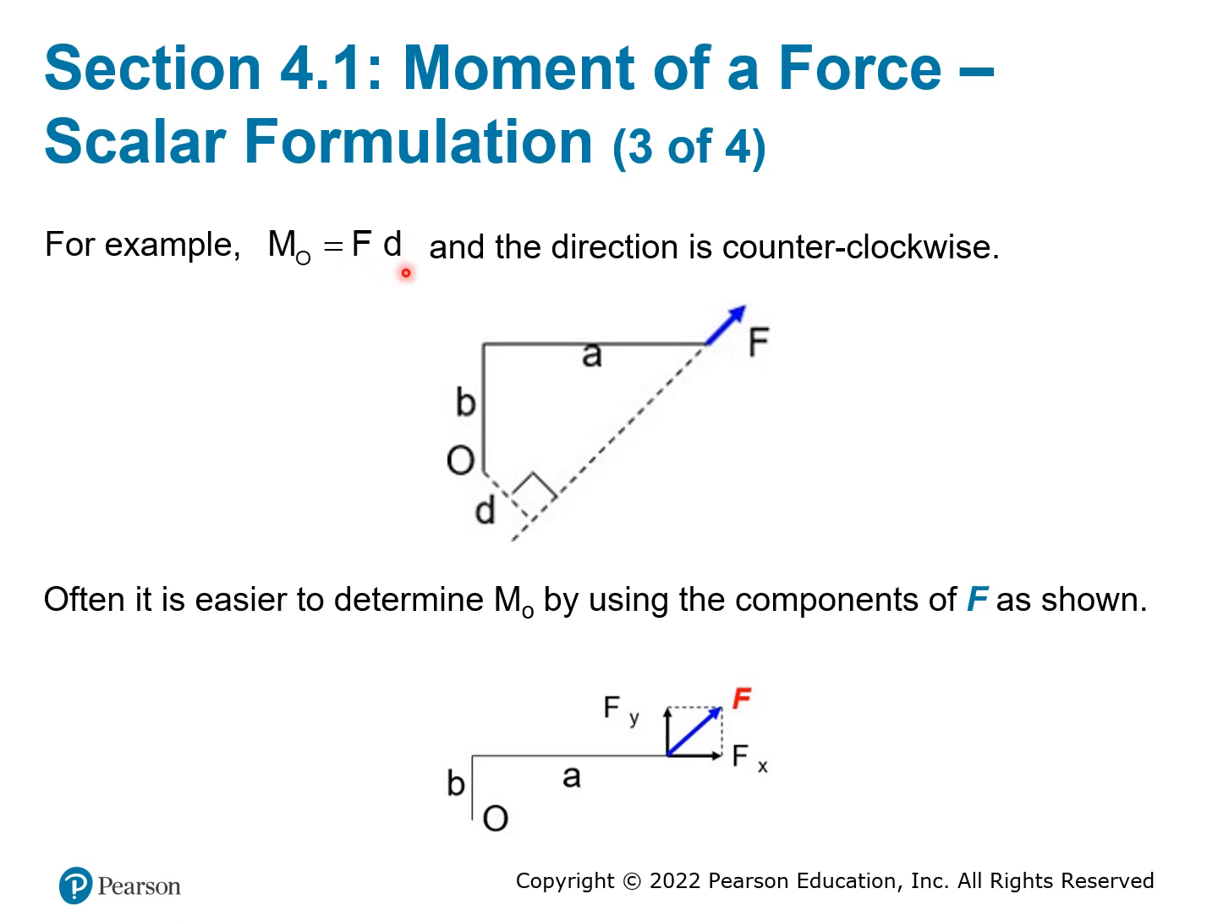It is important to identify the d actually. So the d is the perpendicular distance. It's not the distance from O to F. It is the perpendicular distance from the point O to F. So you can extend the F such that you find the shortest distance. The shortest distance is going to be the perpendicular distance along the line of action.